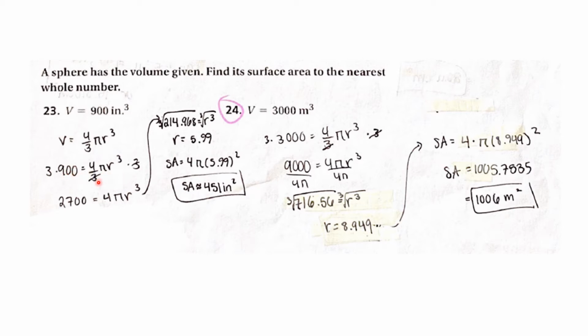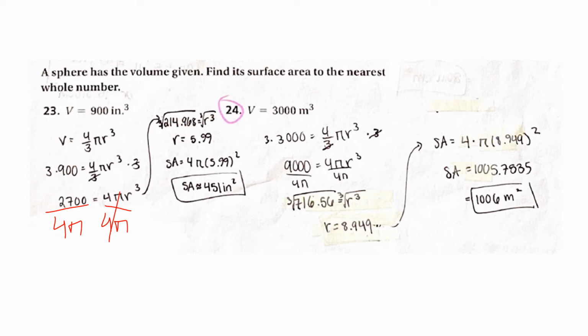So now I'm going to try to simplify and get r by itself. So I multiply both sides by 3, and that way it cancels out the 3 in the denominator. So now I have 2,700 equals 4 pi r cubed. Oh, and I think it kind of cut out that I had divided both sides by 4 pi here. So when I divide both sides by 4 pi, that gets r cubed by itself on one side. And then over here, that's where I got this value of 214.968. And again, that's an approximation.